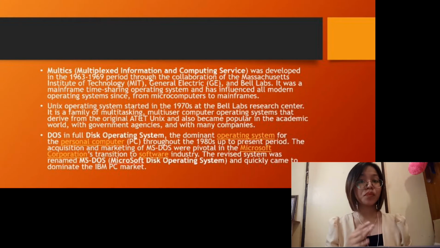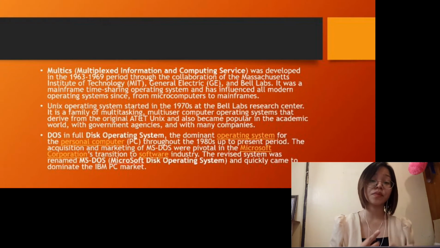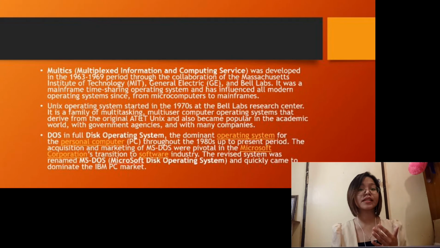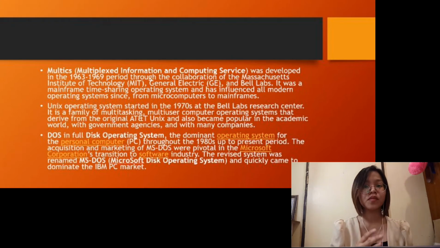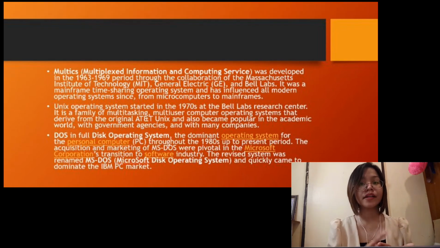Unix. Unix operating system started in the 1970s period at the Bell Labs research centers. It is a family of multitasking, multi-user computer operating systems that derived from the original AT&T Unix. And also, Unix operating system became popular in the academic world, with government agencies, and with many companies.